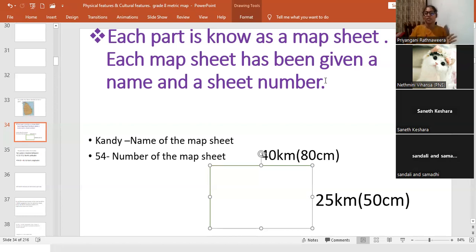We must take 2 centimeters to show 1 kilometer. That is the reason. Do you have any question regarding this one? Here you should remember 80 centimeters length and 50 centimeters width of one map sheet.